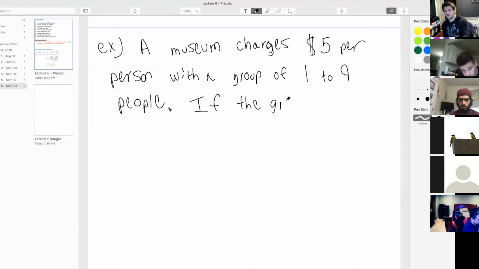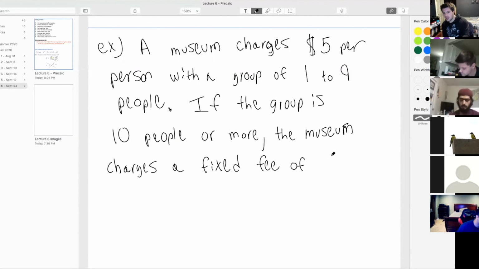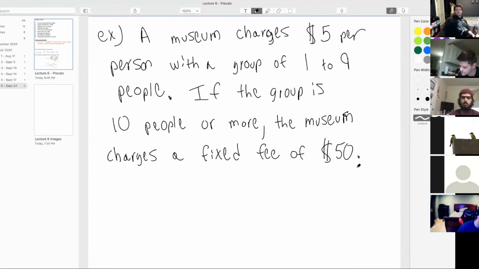If the group is 10 people or more, the museum charges a fixed fee of $50. So if you go into this museum and you come with 10 or more people, they're just going to charge you $50 no matter what. All right, so it's a fixed fee, or a flat fee.